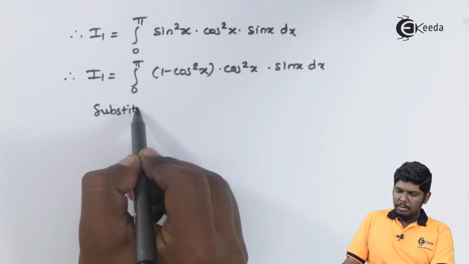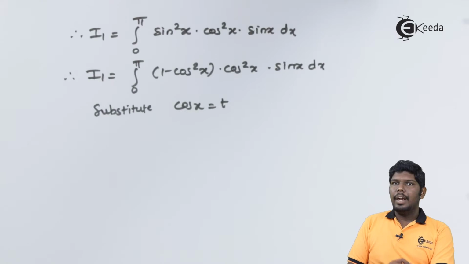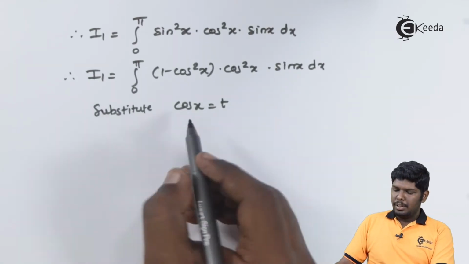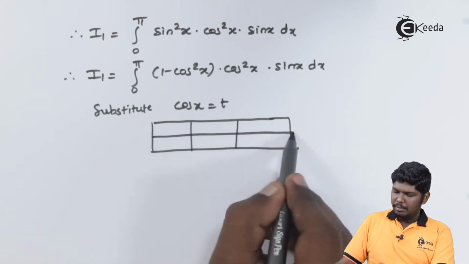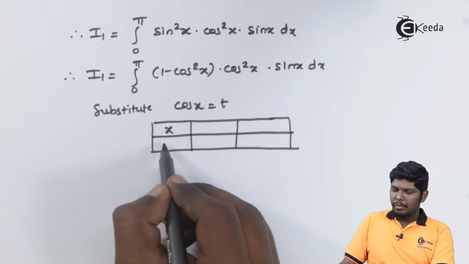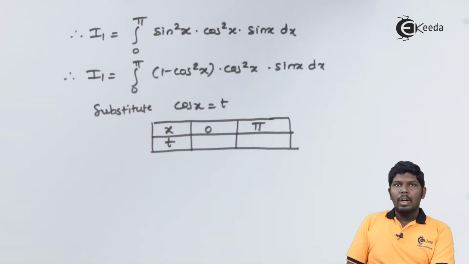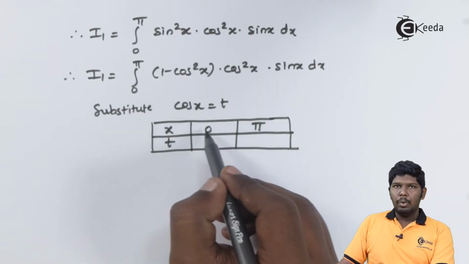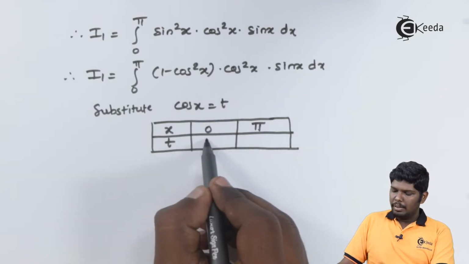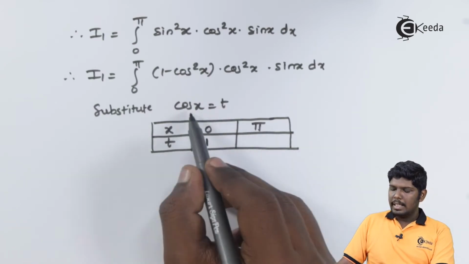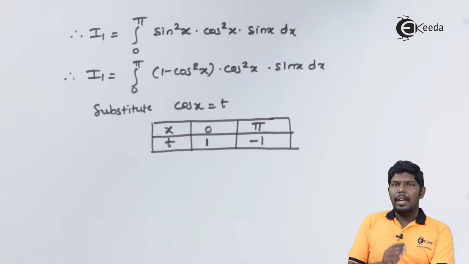Substitute cos x as t. As we are substituting in a definite integral, we need to change the limits also. Therefore let us write the limits of x and t. The limits of x were 0 and pi. To find the limits of t, we are going to substitute x as 0 in the substitution. So if I put x as 0, cos 0 will give you 1. And if I put x as pi, cos pi will give you minus 1. So the new limits will be 1 and minus 1.